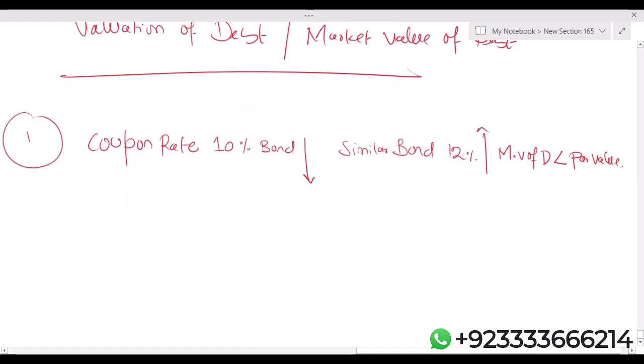So in case number one, when your company is paying a coupon of 10% and the similar bond in the market is paying 12, obviously there's a disadvantage for your debt holders. The disadvantage is they're getting a lower return. That will reflect in the market value of debt. And logically, the market value of debt will be lower than par value. Okay.